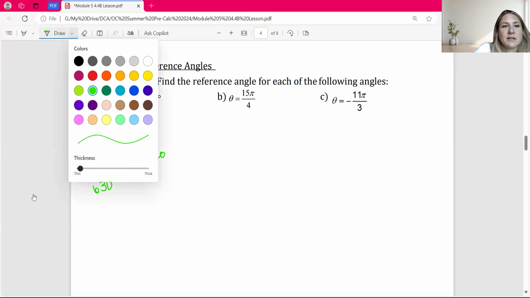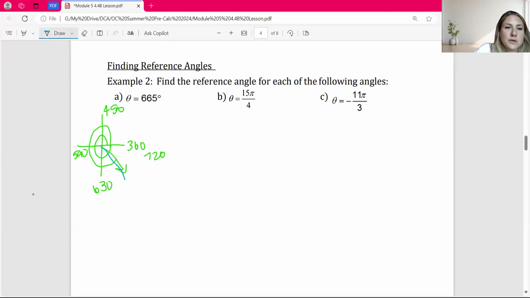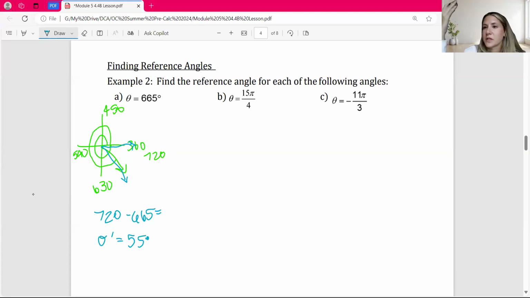My reference angle, formed by the terminal side and the closest x-axis, tells me that we need to do 720 minus 665, which is going to give me a reference angle of 55 degrees. Okay, notice all of these numbers, we're using the angle in degrees on the x-axis.